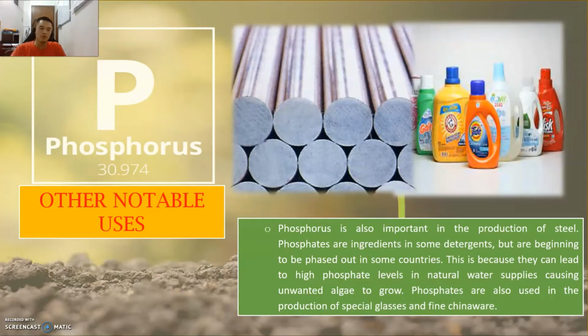The other notable uses for phosphorus are as ingredients for the production of steel and also of detergent. However, detergents are beginning to be phased out in some countries. This is because the phosphorus in detergents can lead to high phosphate levels in natural water. Therefore, phosphorus is a very tricky chemical to use. That's why there are many chemical protocols involved before phosphorus can be used in mass production. Also, phosphorus can be used in the production of special glasses and fine chinaware.